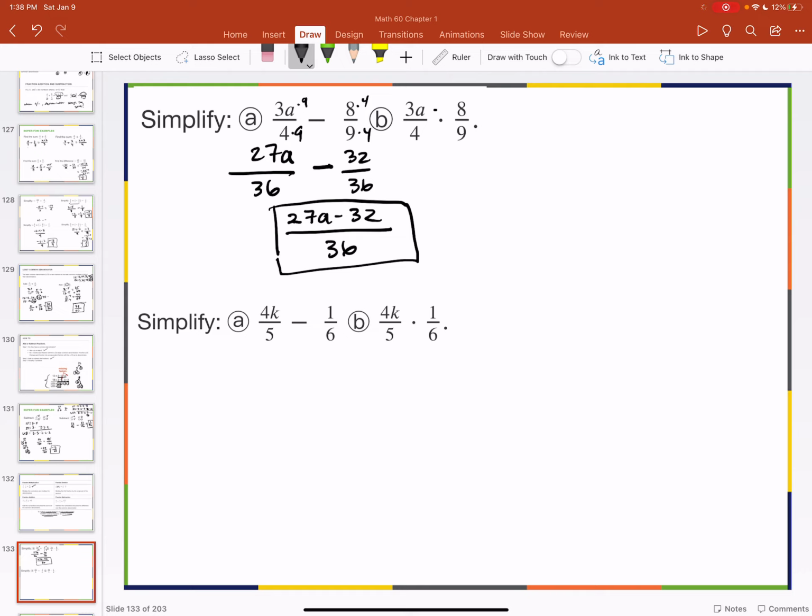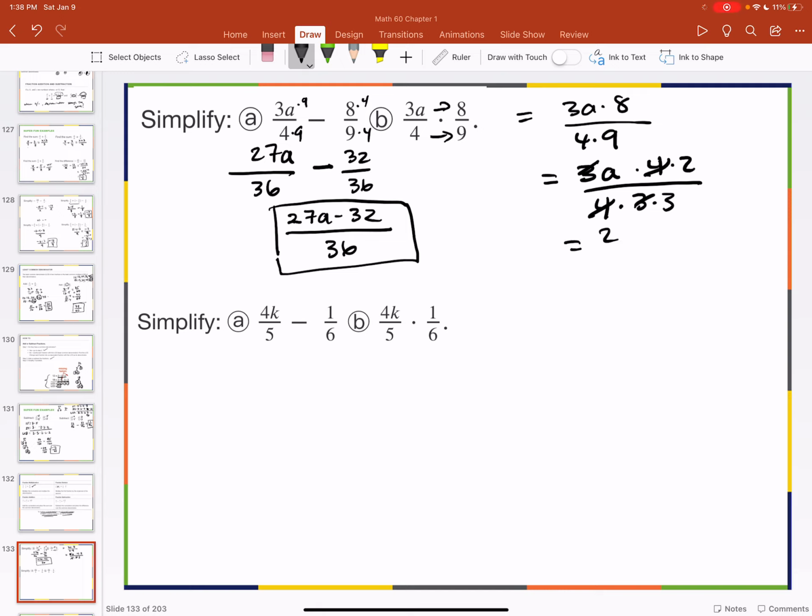Now here it's a multiplication, so we just multiply across, 3a times 8 over 4 times 9. But if we factor a little, we can just go ahead and reduce at this step. 3a times 4 times 2 over 4 times, and then 9 is 3 times 3. So the 3's cancel, the 4's cancel, and we're left with 2a over 3.